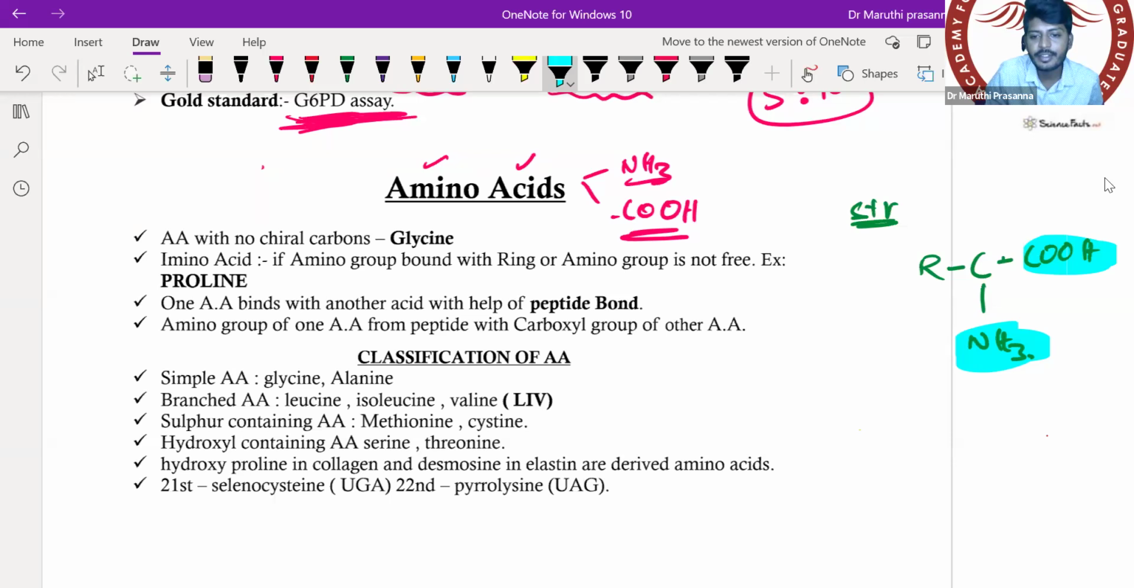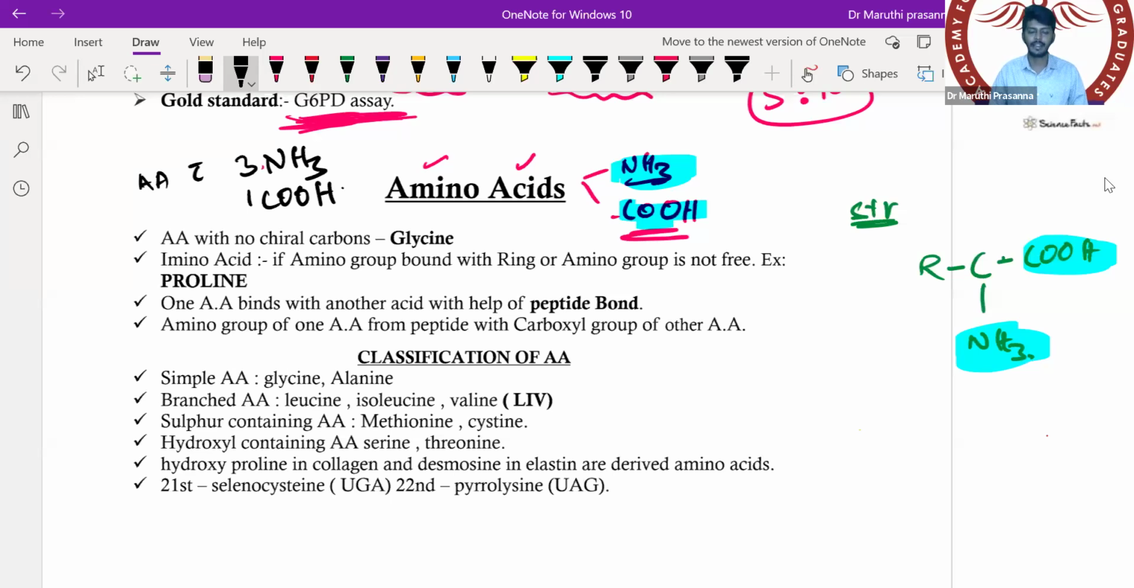If more number of COOH is there, it is an acidic amino acid. If more number of ammonia groups is there, we will call it a basic amino acid. So we have two types of amino acid, acidic and basic. Acidic amino acid has more acid groups, that is COOH or carboxyl groups. For example, we found an amino acid with 3 NH3 groups and 1 COOH group. Is it an acidic or basic amino acid?